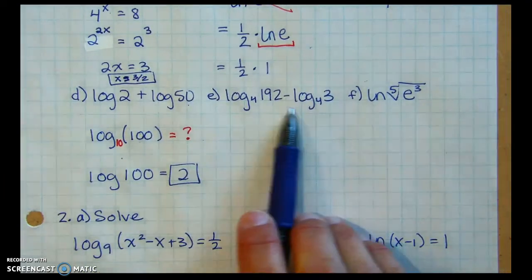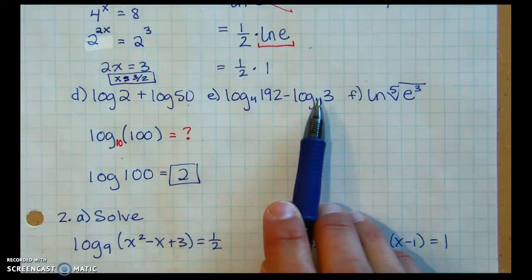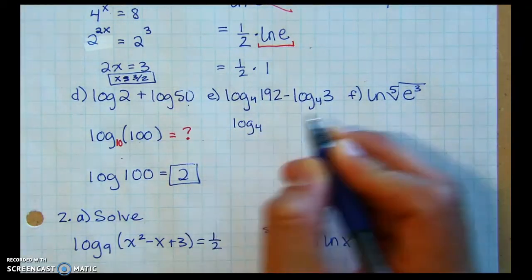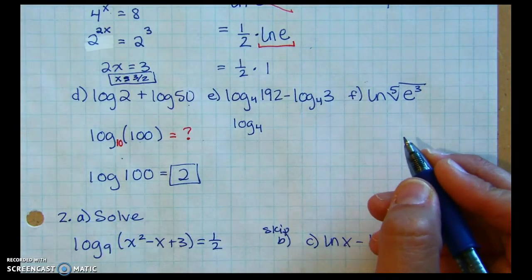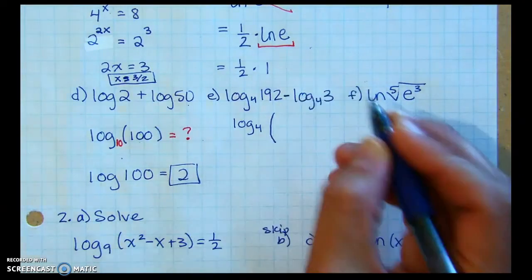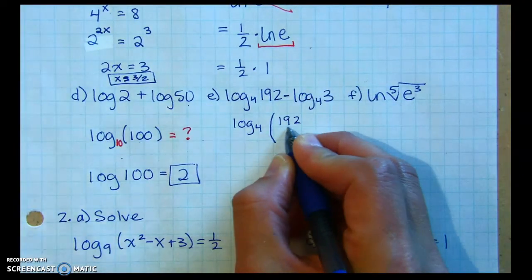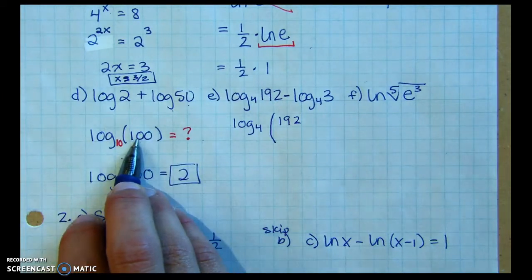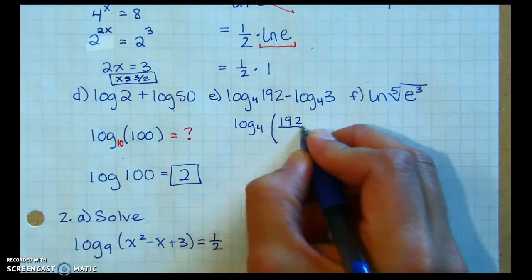All right, what is the minus sign when we subtract 2 logs? We're going to combine it into a single log by doing what? Division. So 2 logs being subtracted turn into a single log by division. Now this one was multiplication. We just did 2 times 50 equals 100. We did that in our head. I'm going to write out 192 divided by 3.